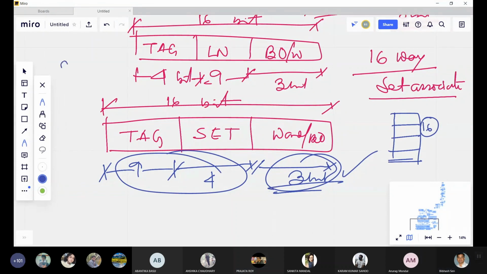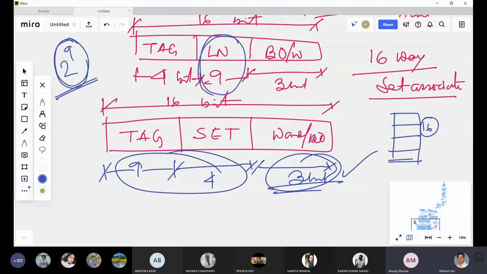2 to the power 9. 2 to the power 9 lines are there. Am I correct? How many lines are there? I am telling you how many lines are there. If you have line number 9, can I say 2 to the power 9 lines are there in total? Yes, sir. Now, 16-way.